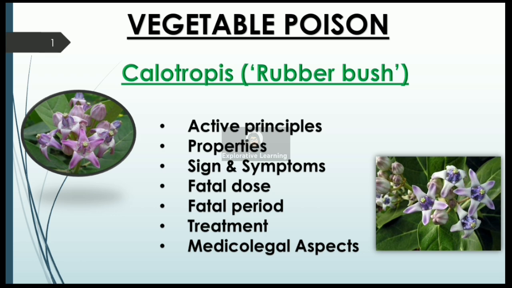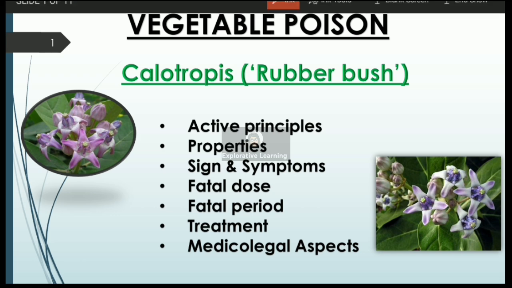Let us begin with another lecture on vegetable poison. I hope you have already checked out the playlist of vegetable poisons. Following all the lectures, you are here for learning about Calotropis, also known as rubber bush.